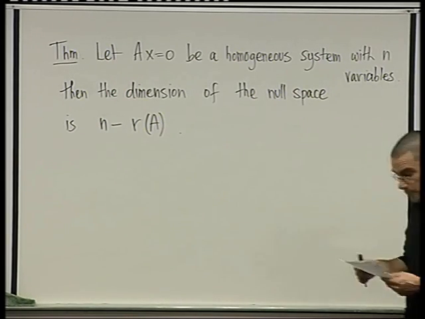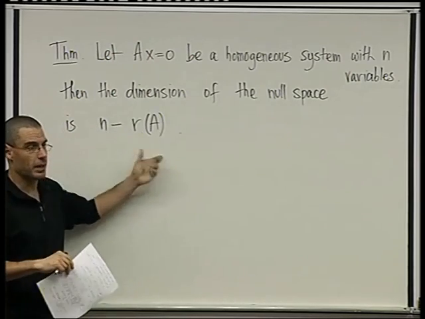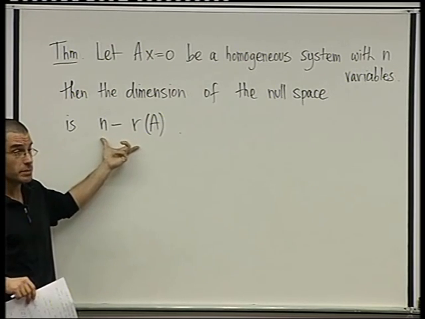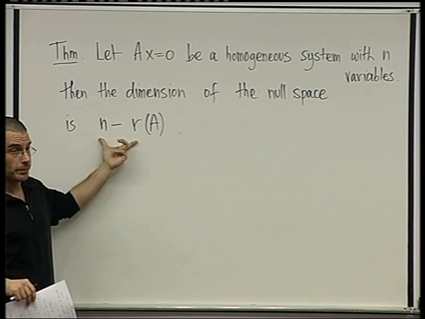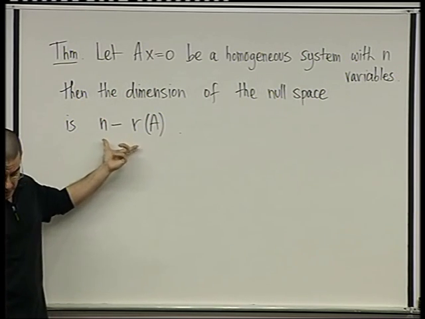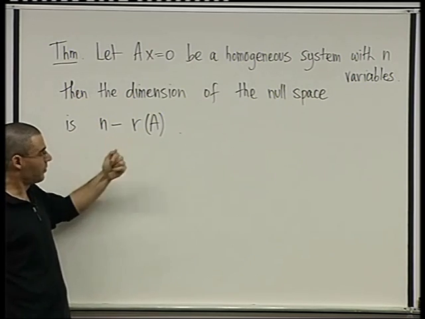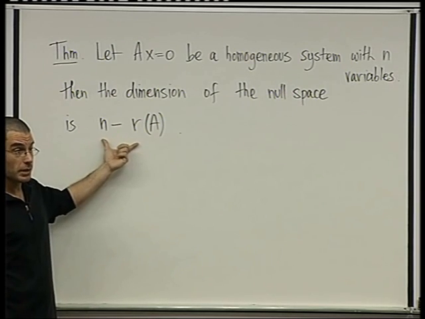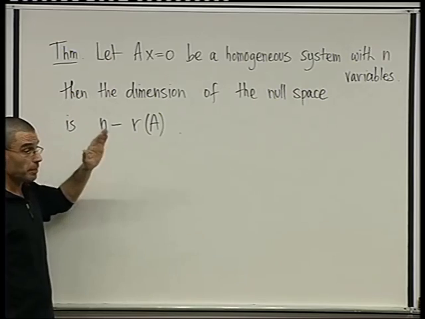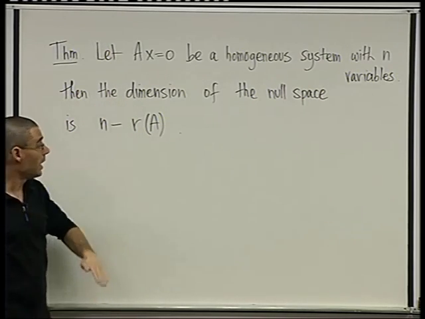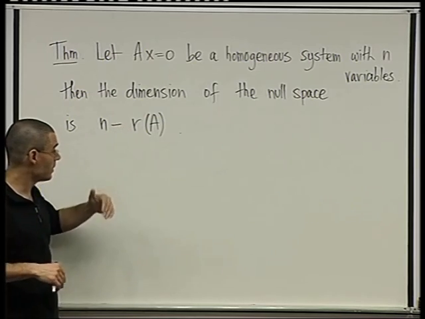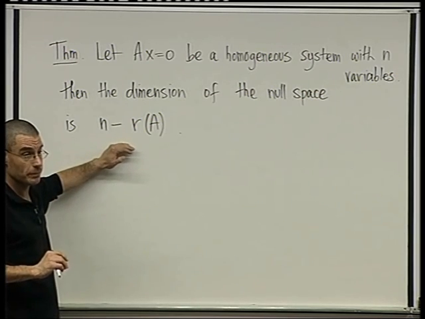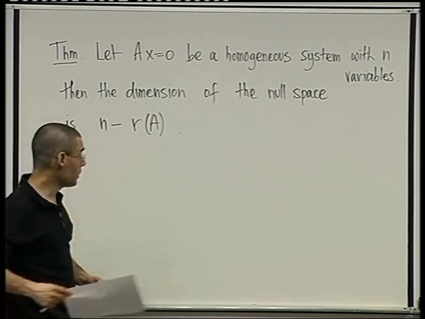Let's prove this. By the way, does this number ring a bell? When you see n minus the rank of A, this number did show up previously when we talked about systems. Do you recall what it was? Right, this was the number of degrees of freedom that we had in the general solution. This was the number of variables for which we can choose any value that we want, and then the other variables were already fixed by those values that we chose. This was the degree of freedom. Remember that? So let's prove this theorem.